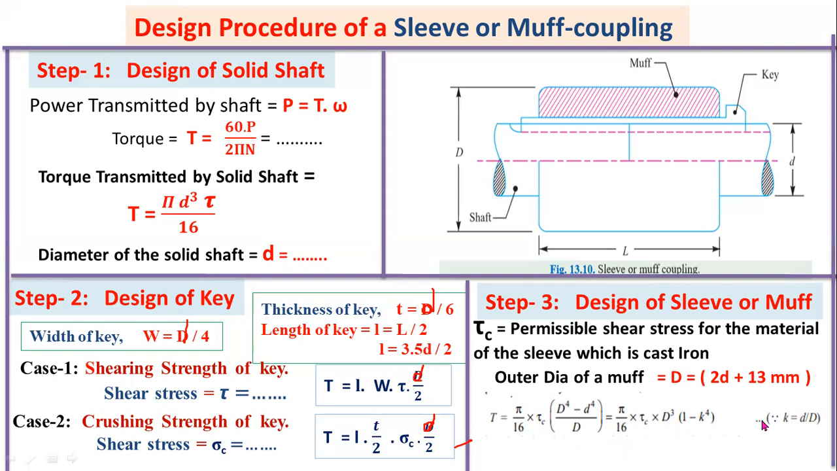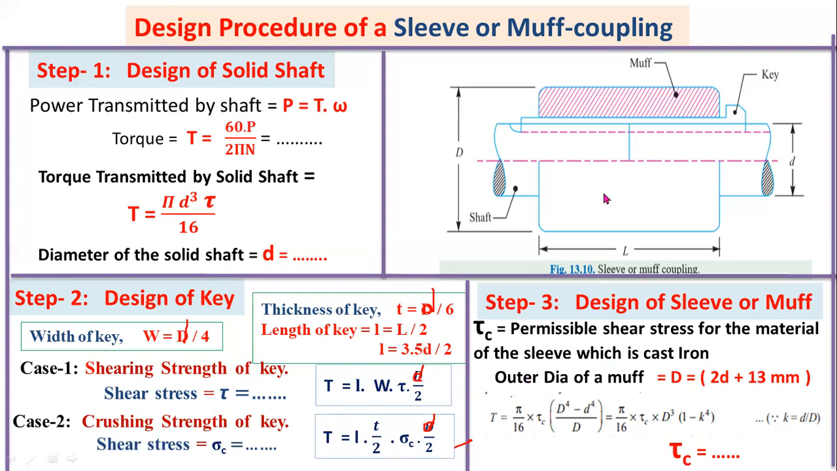Now here k equal to inner diameter of the hollow shaft divided by outer diameter of the hollow shaft. Here inner diameter is small d, outer diameter is capital D. So k is the diameters ratio. Now you have to substitute the value of mean torque, outer diameter of the hollow shaft and diameters ratio k. We can get the value of shear stress tau c induced in the cast iron material, that is the shear stress induced in the coupling. So these are the 3 steps used for design of sleeve or muff coupling.